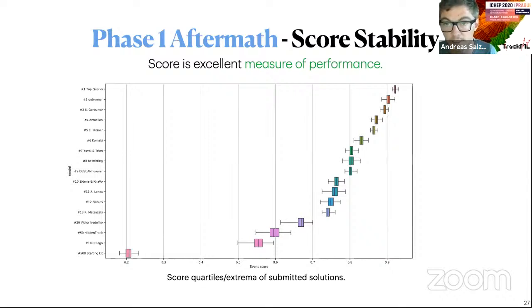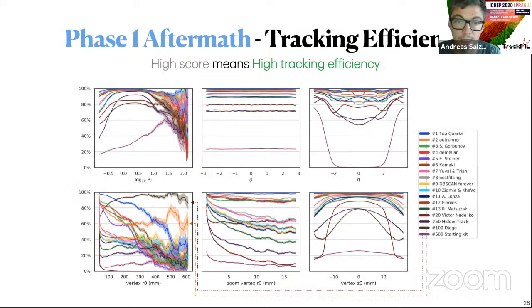So we looked at the score stability, and we were very pleased to see that. You see here the score quartiles and extrema of the submitted solutions. So there was really no fluctuation or statistical problem to rank the contestants according to the score, which gave us quite a good confidence that we picked that correct. And we looked at whether the score actually resembles some physics quantities, and yes, it did. So you can see here the top solutions, and you can also see how they compare to tracking efficiency. On the left, you see basically tracking efficiency versus different detector or track quantities, and you can actually see that high score means high tracking efficiency. So the score actually resembled physics.